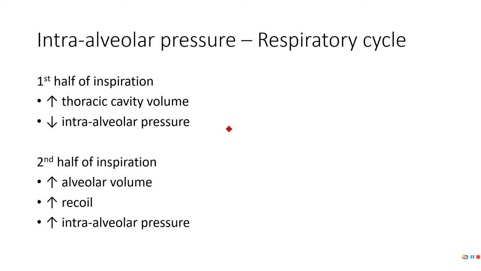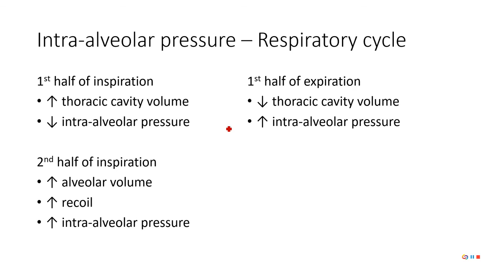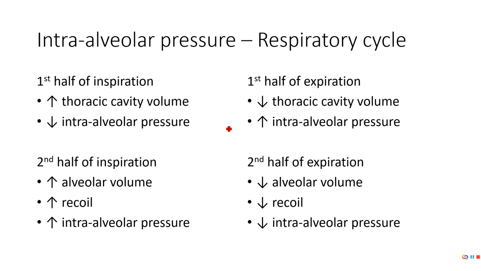Now, during expiration, the exact opposite is true. Okay, we're decreasing thoracic cavity volume, so that's leading to an increased pressure inside the alveoli. Okay, but during the second half of expiration, because we've gotten rid of so much air and there's reduced volume inside the alveoli, we've reduced that recoil, so we have a reduction in alveolar pressure. So that's pressure number 2, intraalveolar.